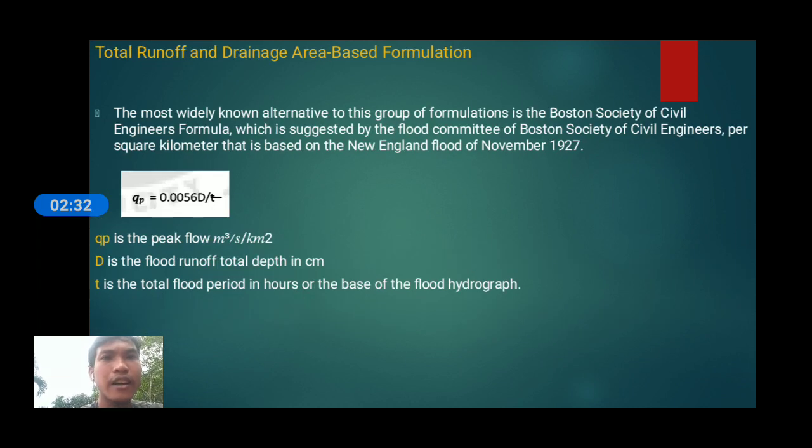Then total runoff and drainage area based formulation. The most widely known alternative to this group of formulation is the Boston Society of Civil Engineers formula, suggested by the Flood Committee of the Boston Society of Civil Engineers per square kilometer, based on the New England flood of November 1927, and QP equals 0.0056 D over T, where QP is the peak flow, D is the flood runoff depth in centimeters, and T is the total flood period in hours or base of the flood hydrograph.